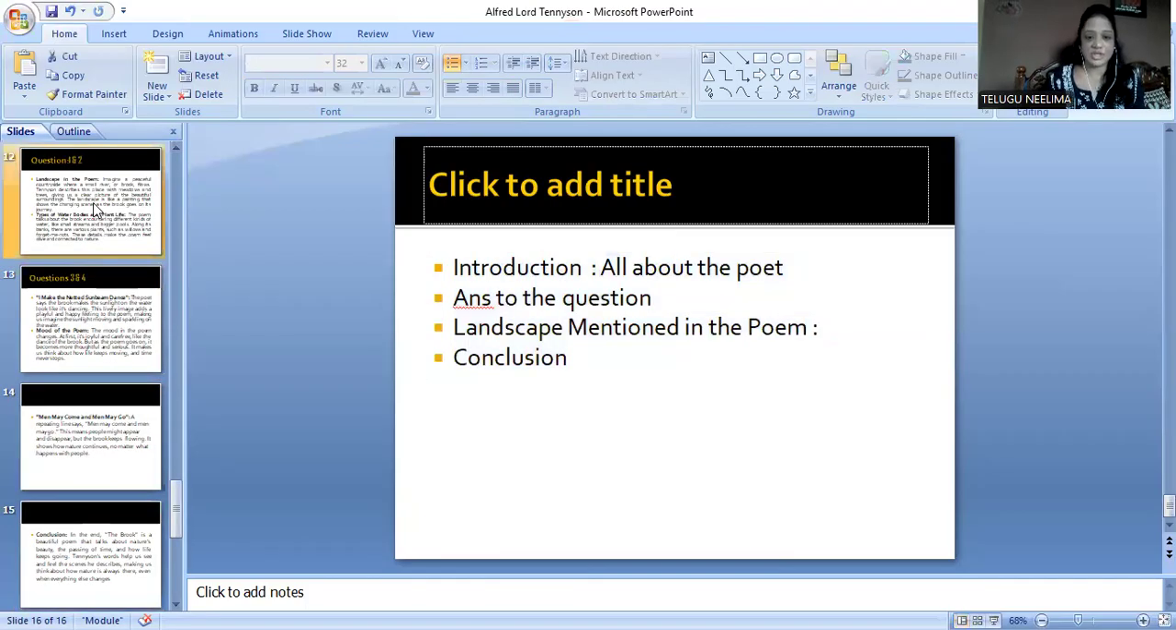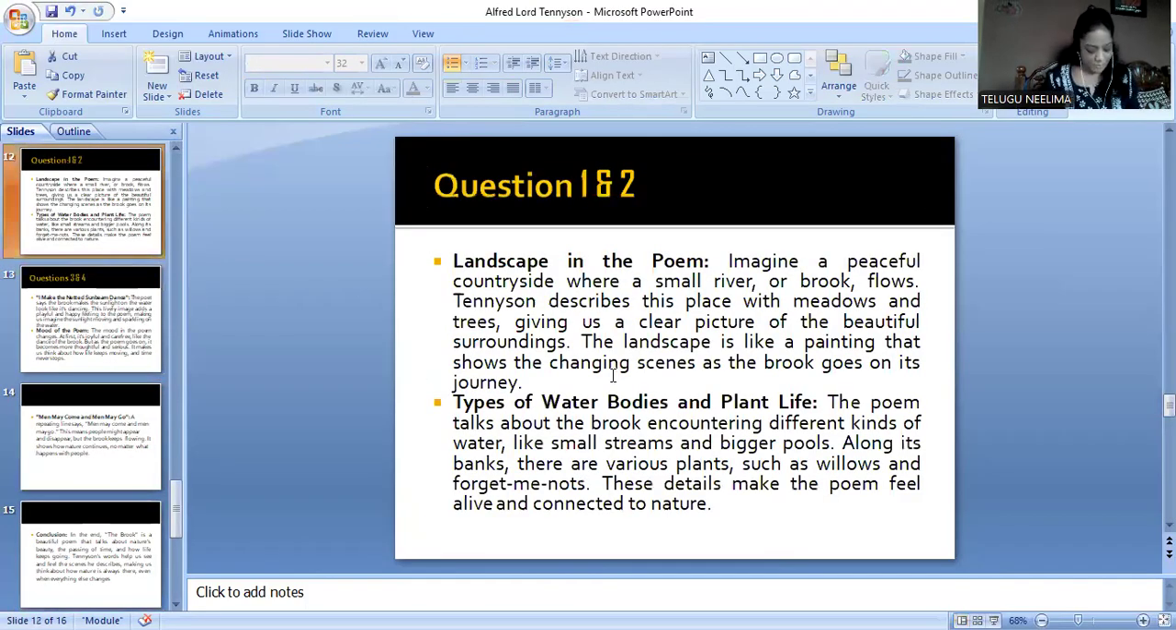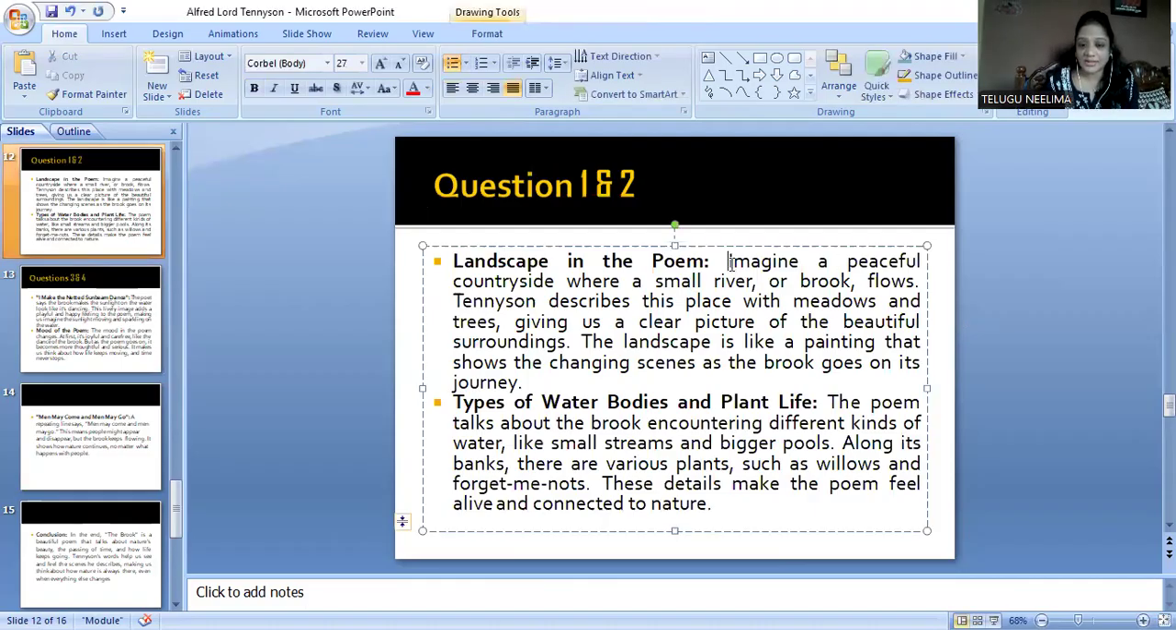That's the reason I'm just trying to show you. This is your page number 44, question number 1. What kind of landscape is described in the first three stanzas? Look at this. We discussed already. The brook flows with meadows, trees, surroundings. The landscape is like a painting that shows the changing scenes as the brook goes on its journey, etc. And the types of water bodies that we discussed are, you look at this: small streams, bigger pools, and various plants: willows, forget-me-nots. So these things will really help you to write your answer much better.